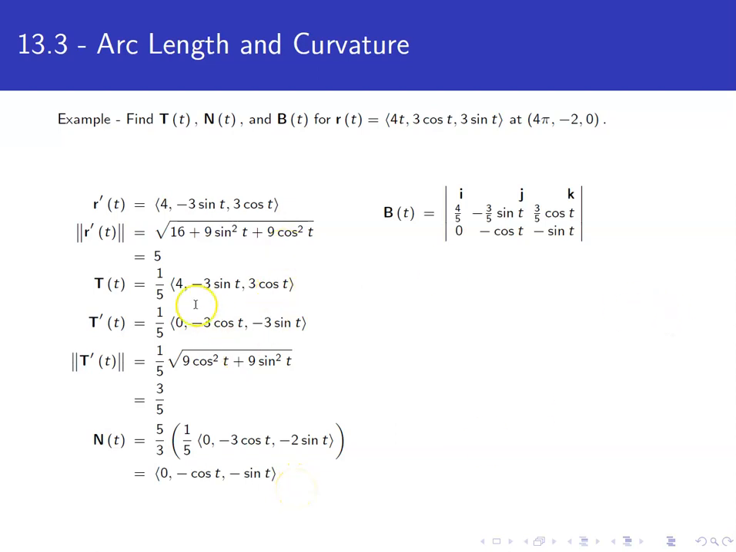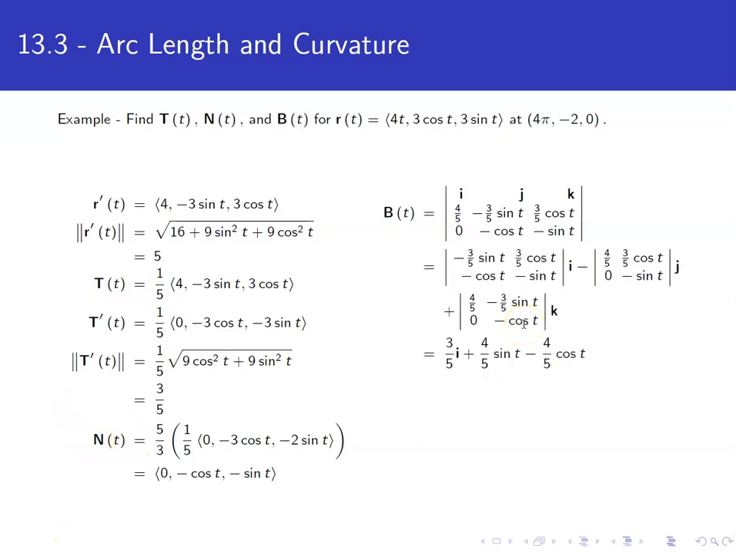The binormal is the cross product of the unit tangent and the unit normal. Going through the cross product, you should get that, except that you should have, goodness, lots of typos on these slides. This should have a j, this should have a k, because this 4/5 sine of t came from this determinant, and this negative 4/5 cosine of t came from this determinant. So there should be a j attached to the end of that, and a k attached to the end of that.